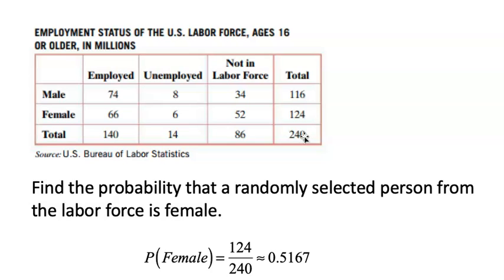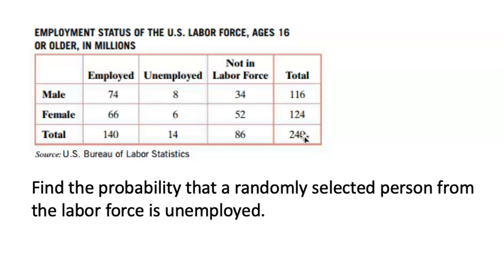My next question is, find the probability that a randomly selected person from the labor force is unemployed. How many folks do we have that are unemployed? 14 million people are unemployed out of how many total? Out of 240 million. So for the unemployed, that's 14 divided by 240, which turns out to be about 0.0583. Again, it's pretty standard to use 4 decimal places for probabilities.